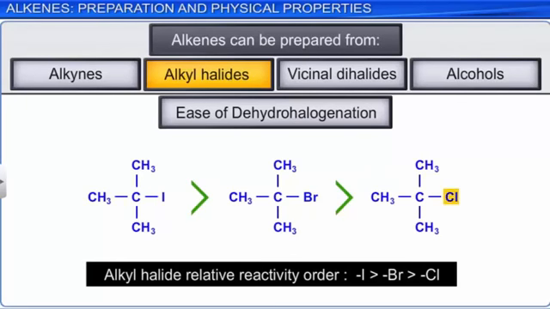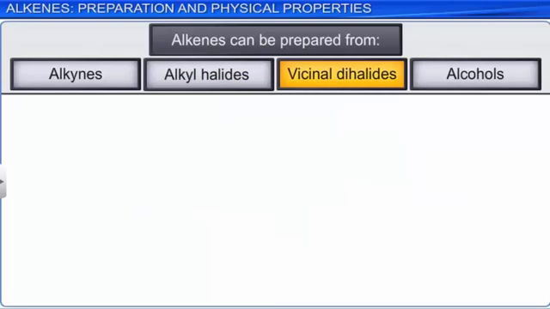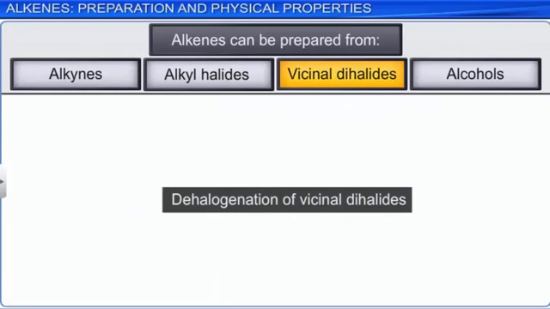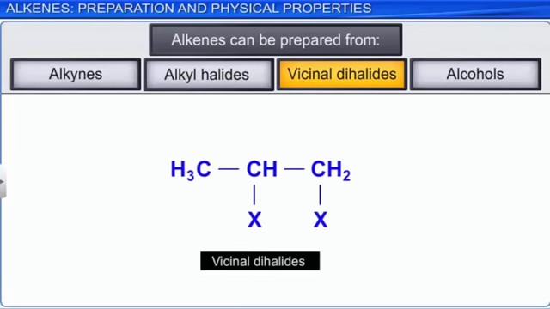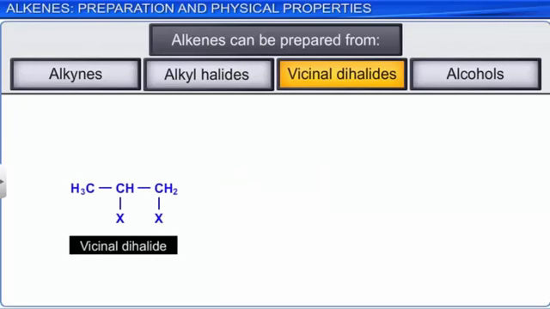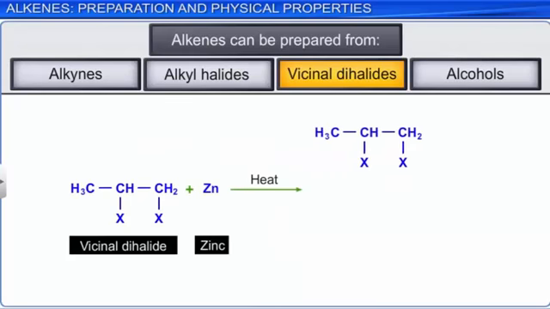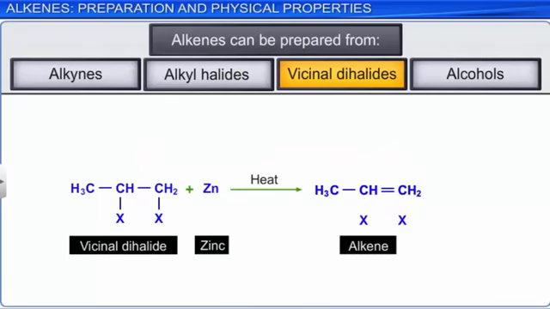Another way to obtain alkenes is by the dehalogenation of vicinal dihalides. In vicinal dihalides, the two halogen atoms are attached to two adjacent carbon atoms. When such dihalides are treated with zinc metal, the zinc atom removes the two halogen atoms, forming zinc halide, leaving behind an alkene in the process.